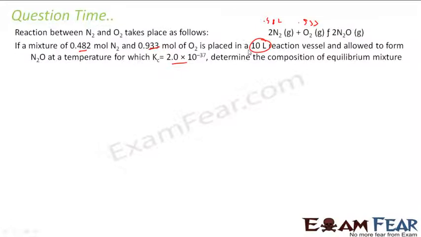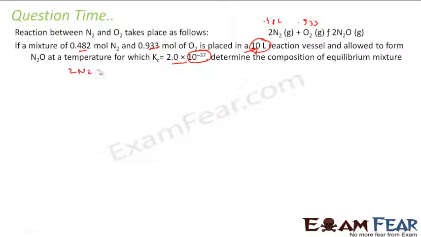Two things to note here: first, the volume of the flask is 10 liter. Second, the Kc is very small. Since the Kc is very small, that means you will have more stuff on the reactant side. The product side will have almost nothing.